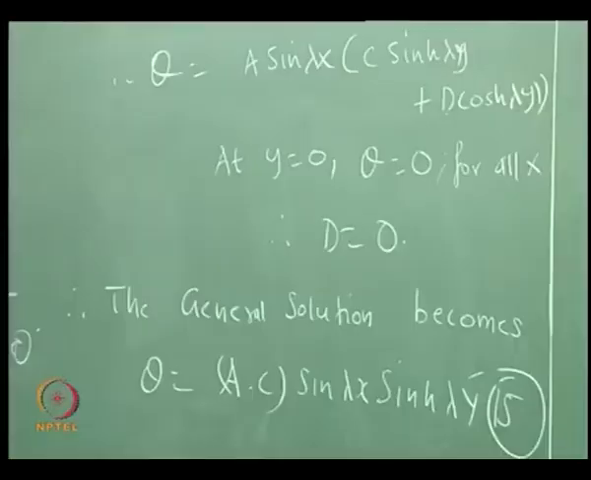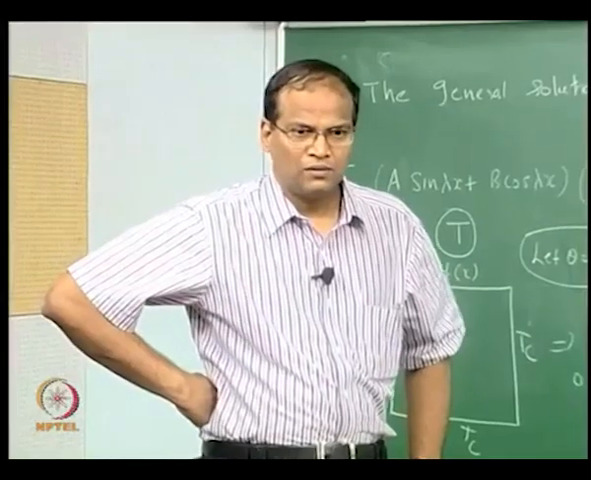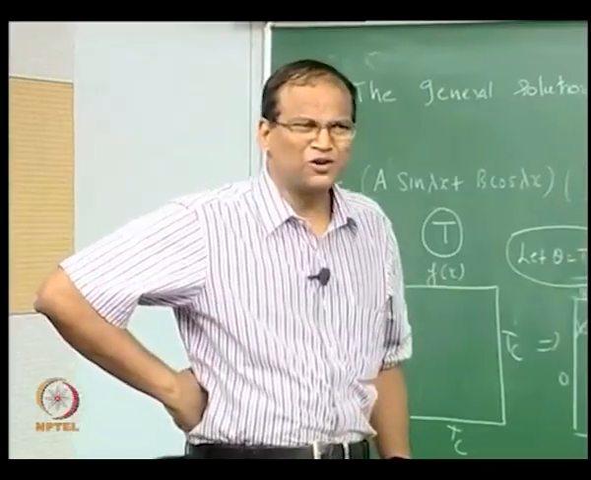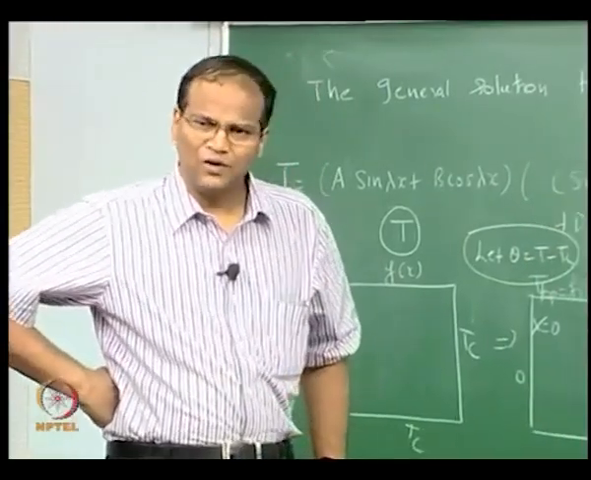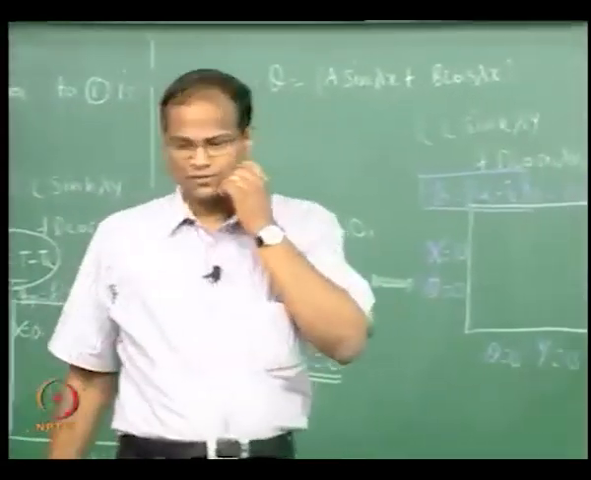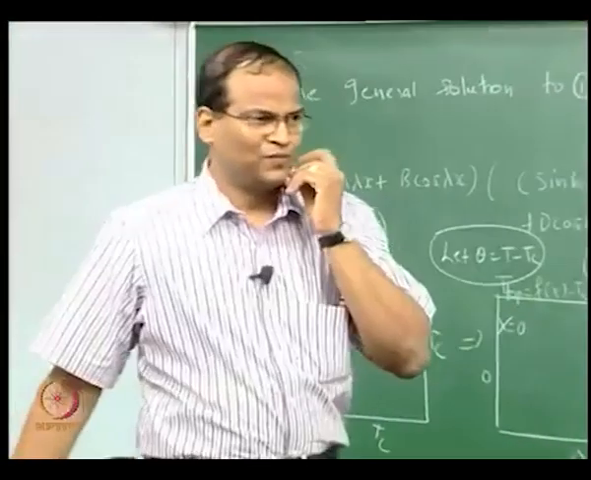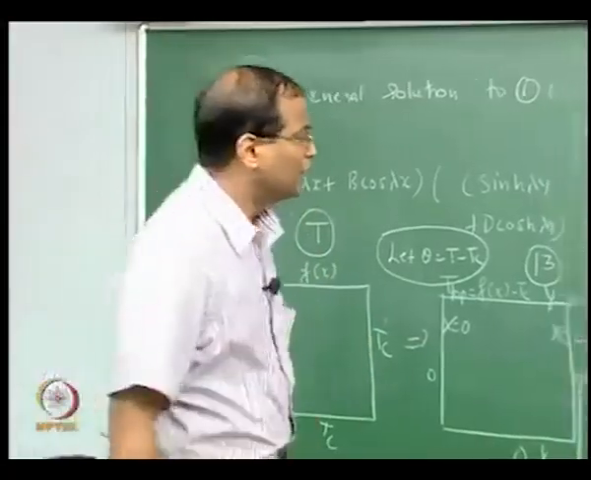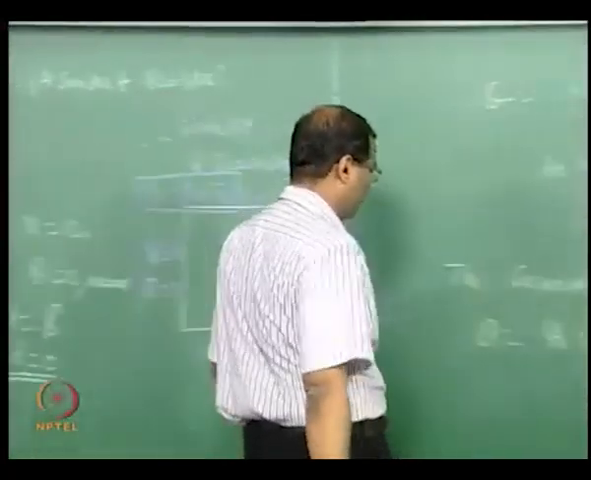Now the challenge is to get the product of A and C. Is that all? You can call A into C as E. Is that all? You have to get it from the boundary conditions. You have got two boundary conditions. Is there only one constant to find? You have to find the value of lambda also. So two more boundary conditions are there, and with those two we can find the product AC as well as lambda. Now let us do this. It becomes slowly more and more difficult.